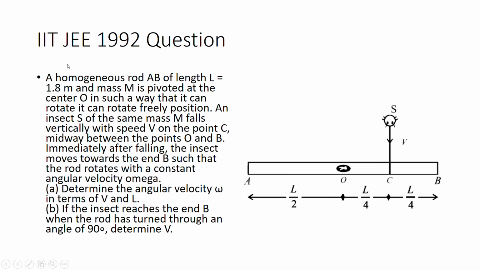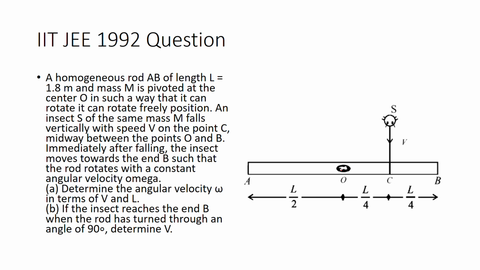The question that we will discuss is IIT JEE 1992 question. In this question, there is a rod of given length, and on this rod, an insect of mass same as that of rod falls at a distance c, which is L by 4 from the center, and the velocity with which it falls is given as v. And after this, when the insect falls on this rod, it crawls along the direction b.